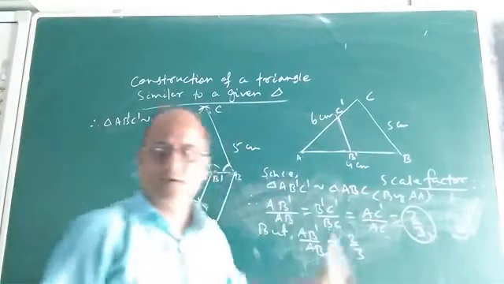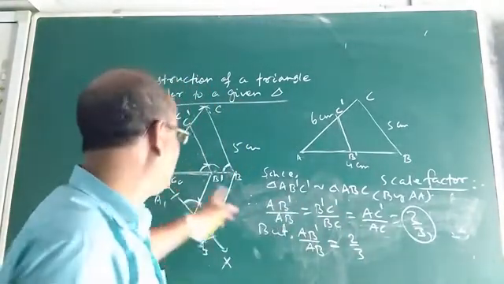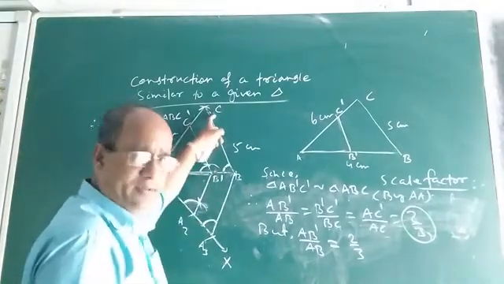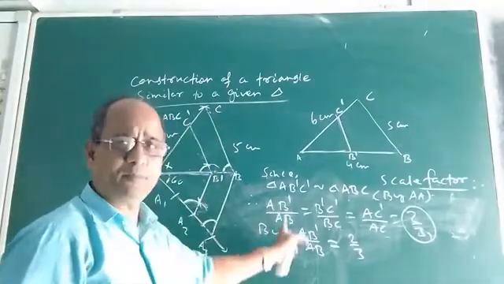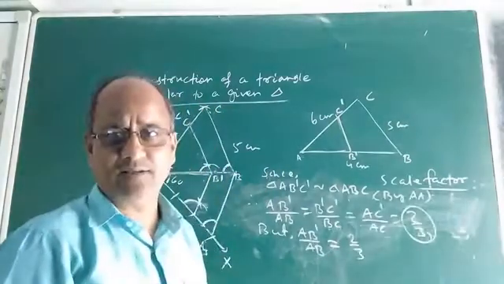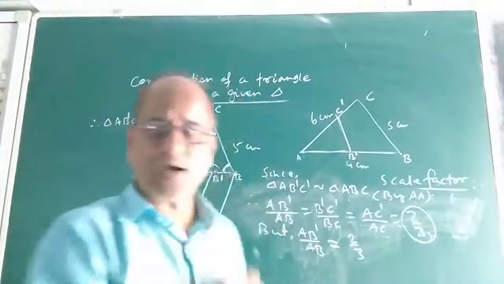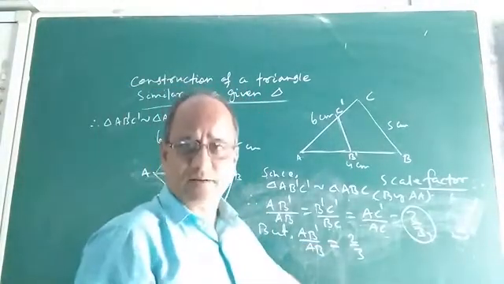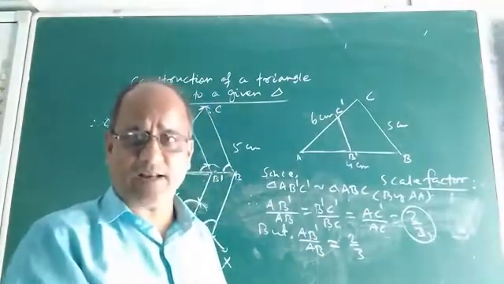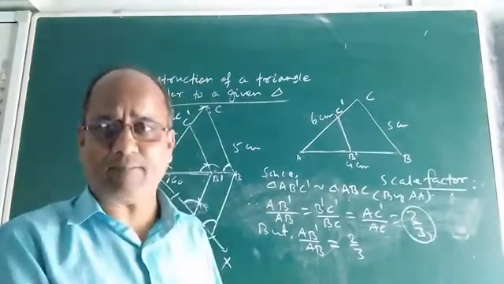Thus it is established that triangle AB dash C dash is similar to triangle ABC and the ratio of their corresponding sides is equal to the scale factor, that is 2 by 3. So, children, these are the steps to construct a triangle similar to a given triangle with given scale factor, and I hope you understood what is scale factor.